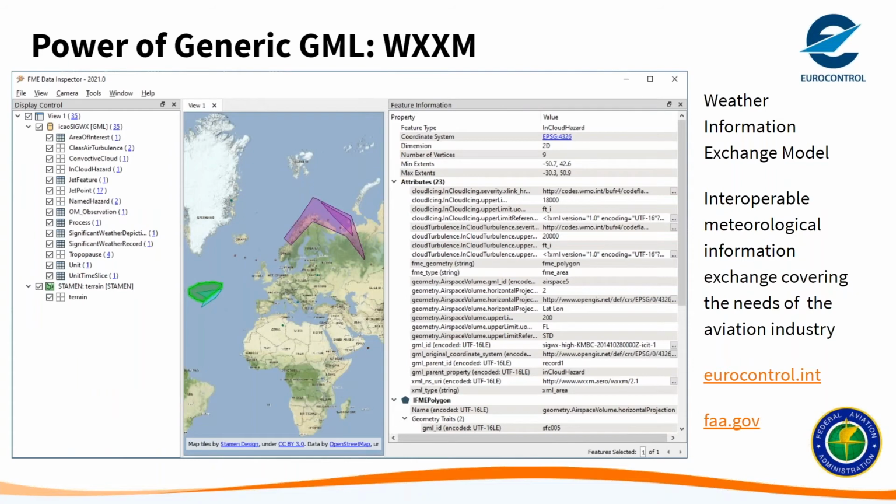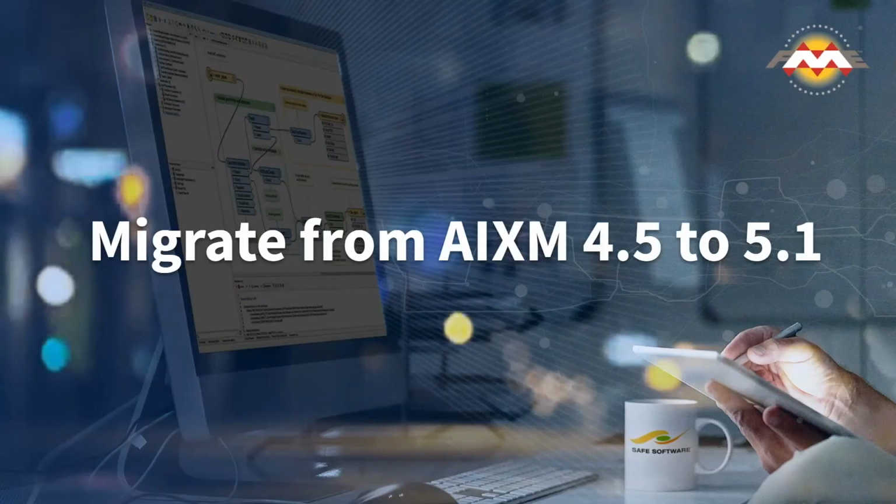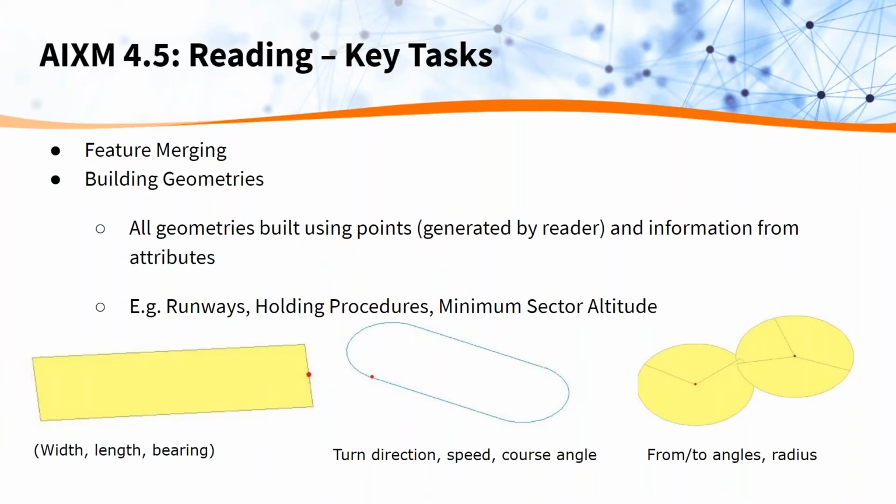Here's an example of WXXM, that weather meteorology, and you can see here there's an in-cloud hazard. Maybe that was from a storm or something in the mid North Atlantic. You can see they've defined, essentially, they can mark up temporary elements like that that could come up as a warning for navigators to avoid. So that's a weather exchange model from the FAA and Eurocontrol. Now we'll talk a bit about AIXM 4.5 and converting between 4.5 and 5.1.